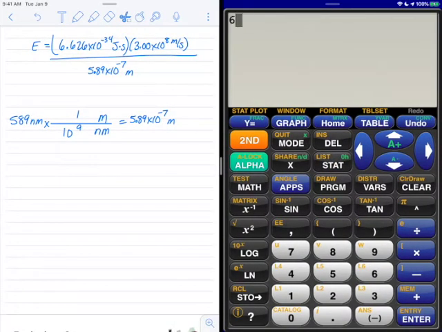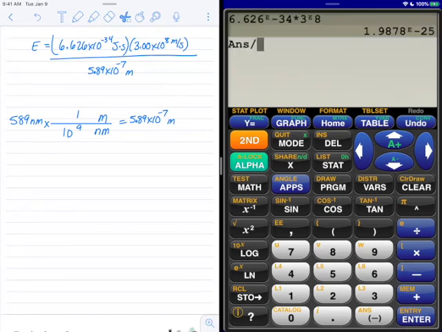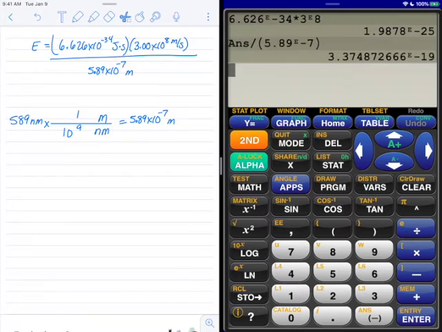All right, so on the top, 6.626 times 10 to the negative 34. And to that, we're going to multiply 3 times 10 to the 8th, that's our speed of light. And then we're dividing 5.89 times 10 to the negative 7. All right, so I am getting 3.37 times 10 to the negative 19, but I saw a lot of 3.37 times 10 to the negative 33.